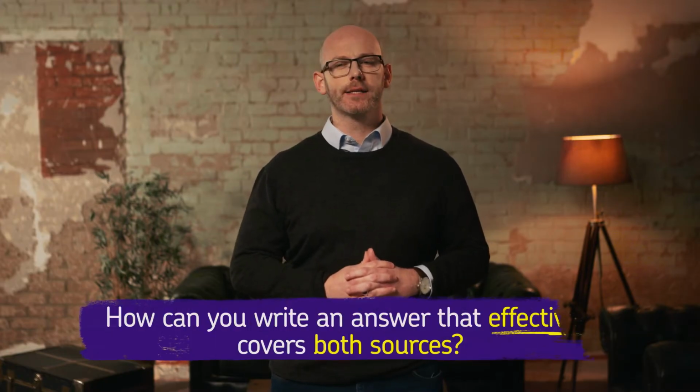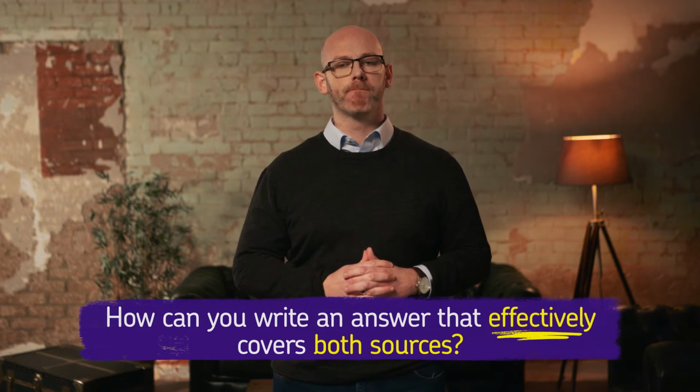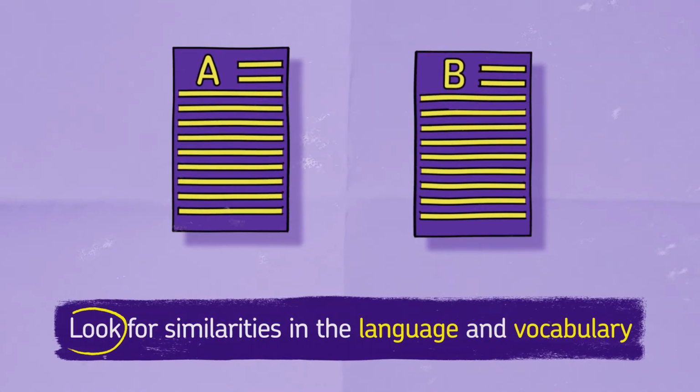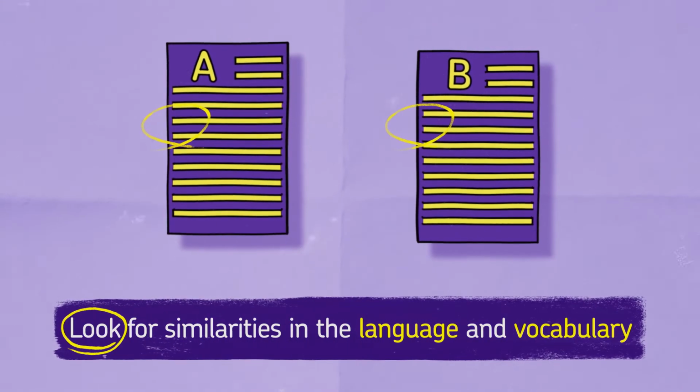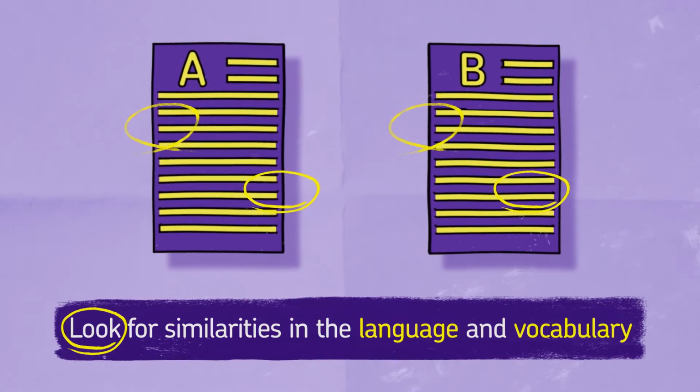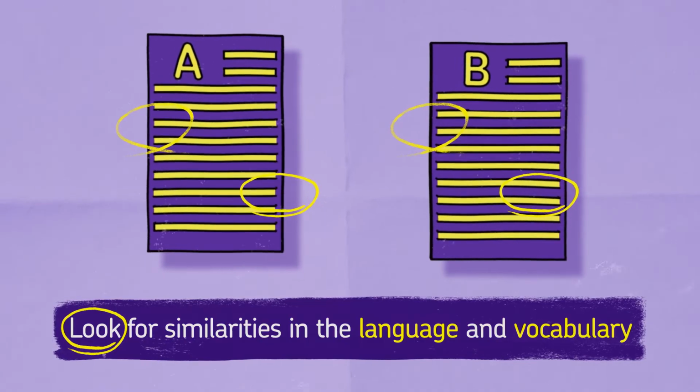But how can you write an answer that effectively covers both sources? What can you look for in the sources to help you? It's likely that the topic or main theme in source A and source B will be loosely similar. With this in mind, it's worth looking for similarities in the language and vocabulary used in both sources.